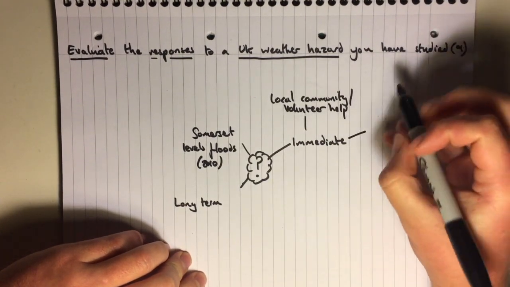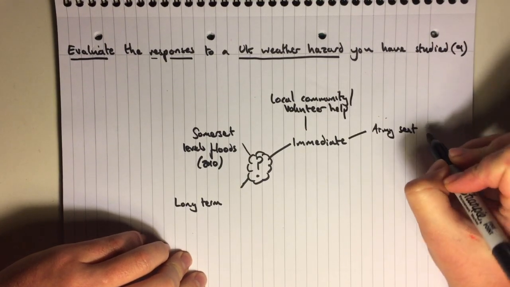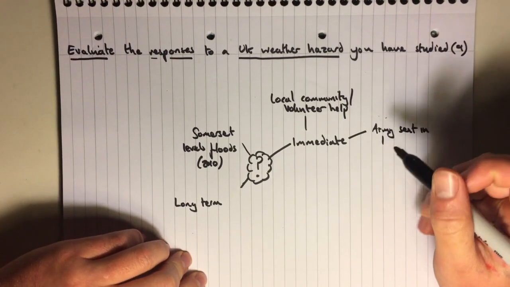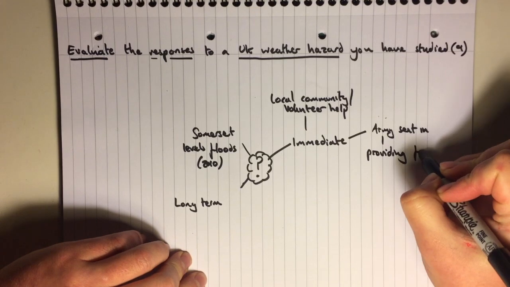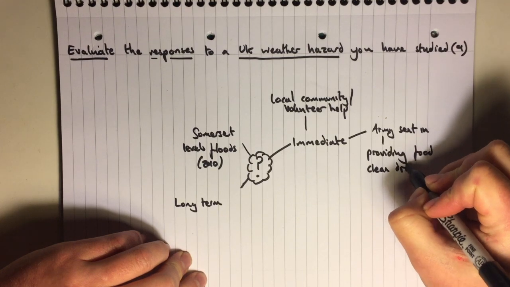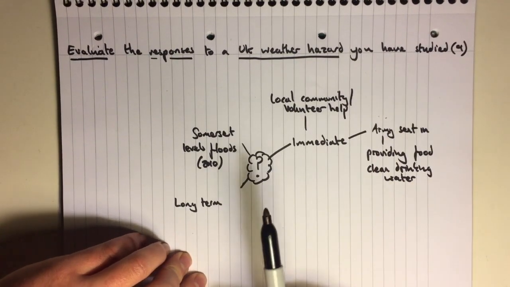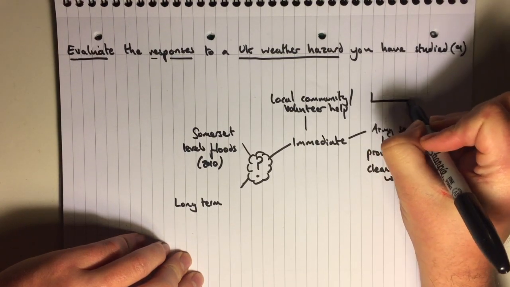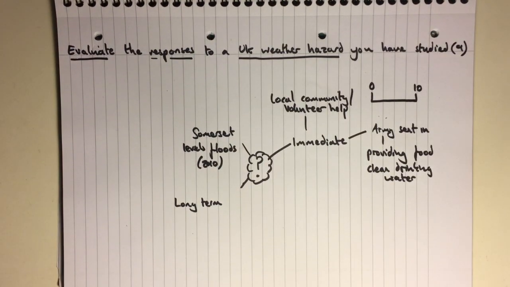The next thing that also happened is that the army were eventually sent in to help as well. A lot of what the army tried to do is save people from their flooded houses, but a huge proportion of it was actually providing food and, most importantly, clean drinking water. Remember, we're being asked to evaluate here, and what I always think is useful if we are evaluating is to put a little bar across like that, 0 on that side, 10 on that side, but we'll come back to that in a second.